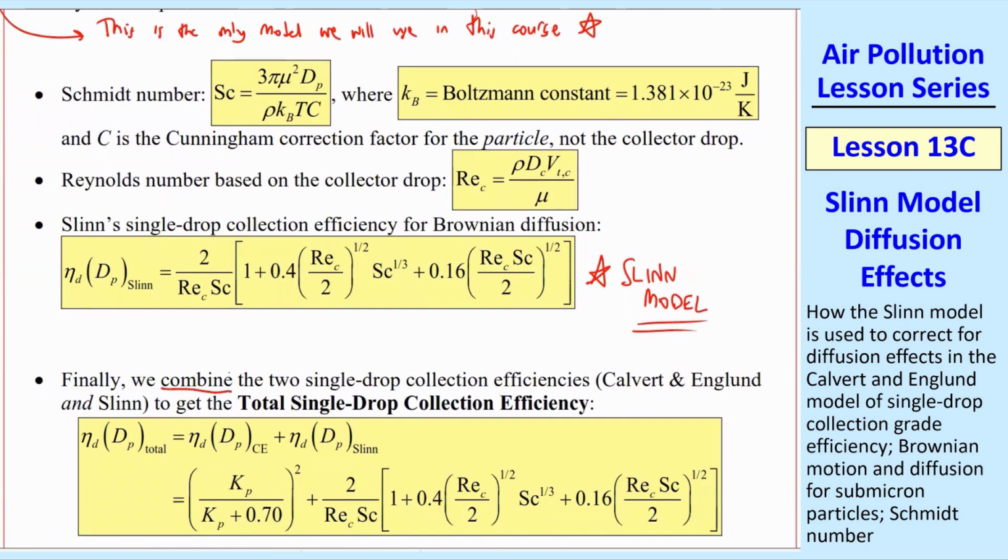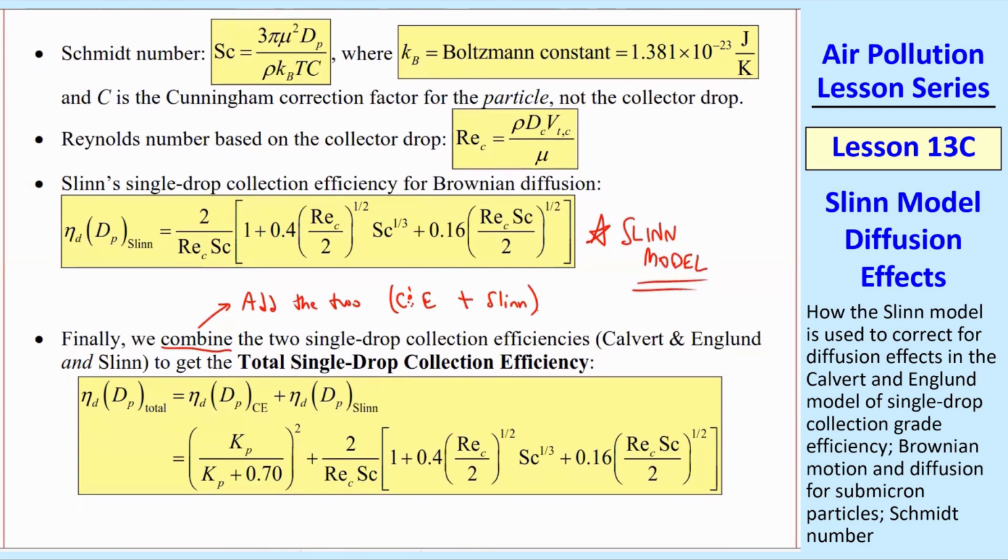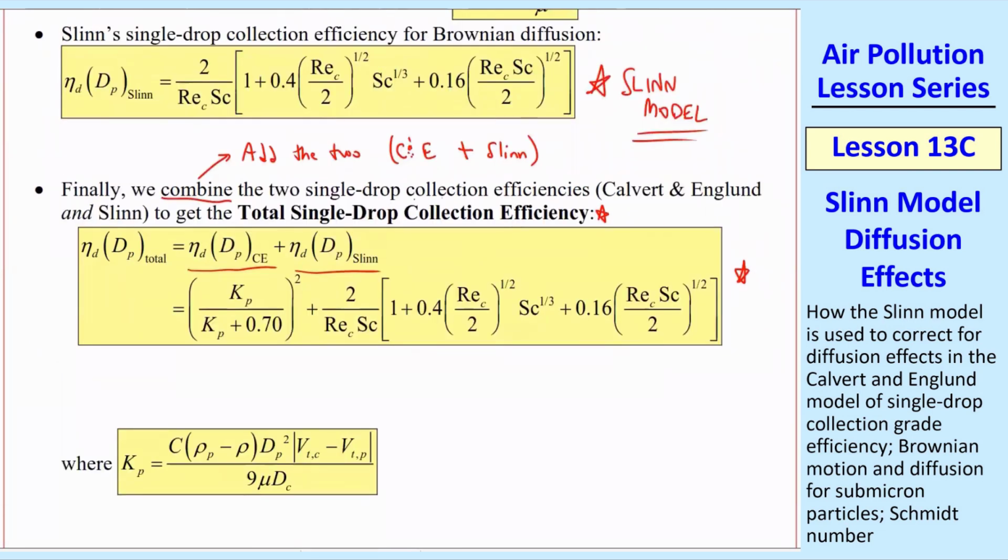Finally, we can just combine, and that's what I just said above. We can just add the two, Calvert and England plus Slinn, together to get our total. So the total single drop collection efficiency is given by this equation, where we're just adding the two together, where this Kp is part of the C&E model.